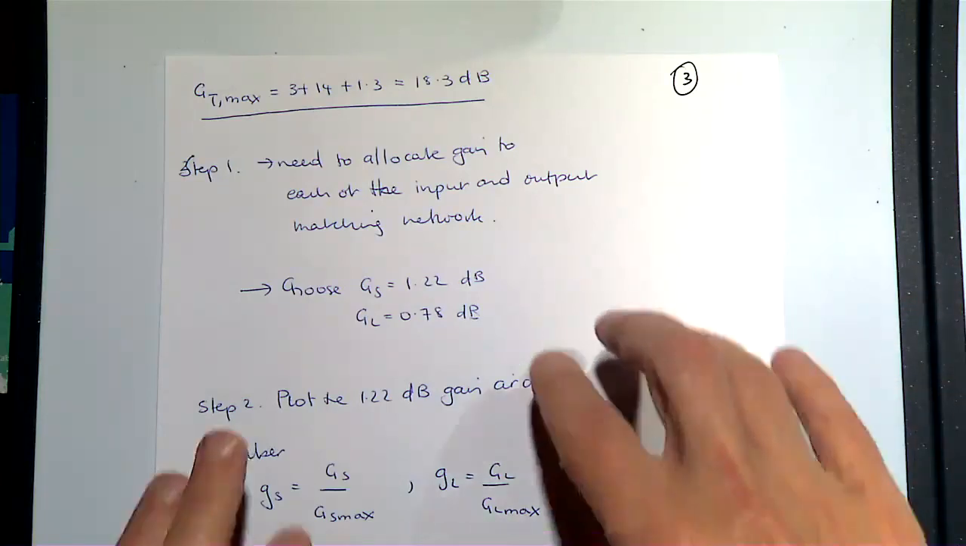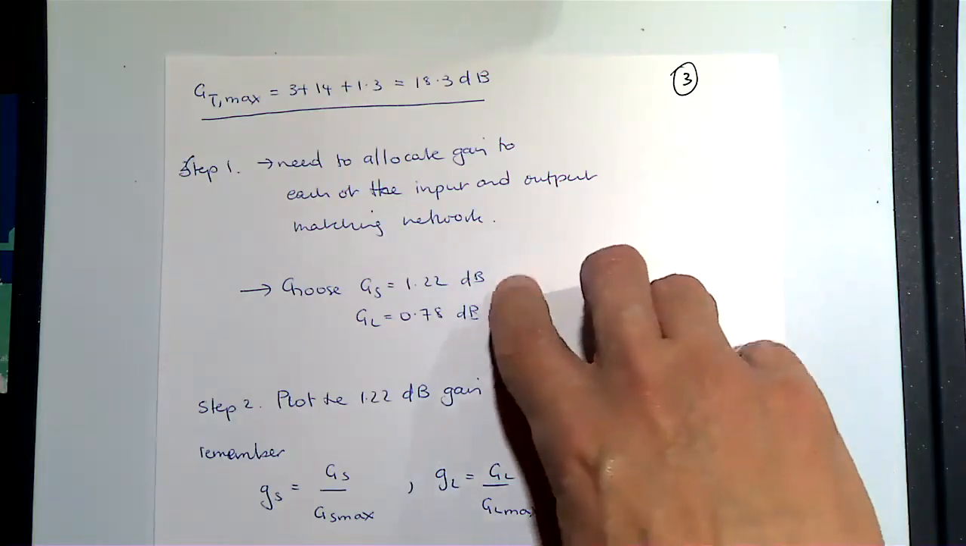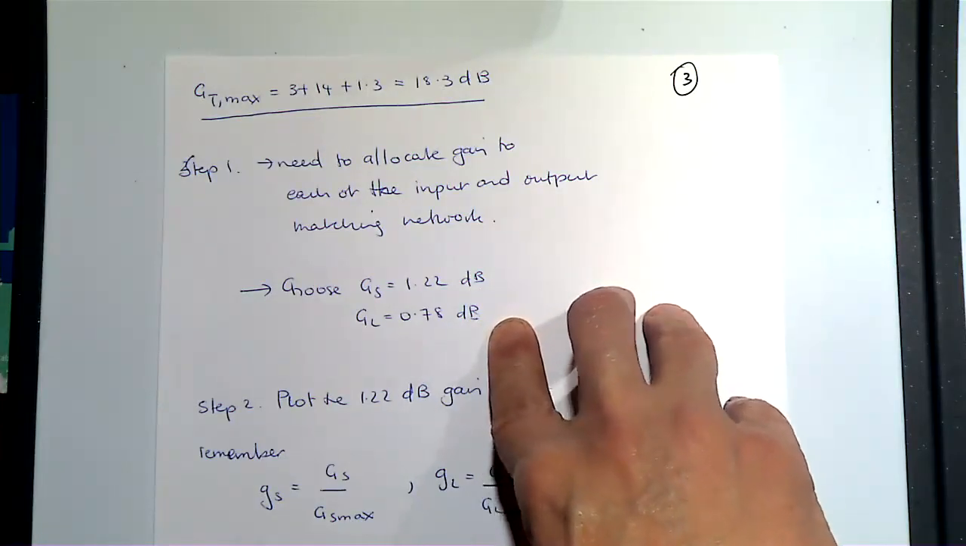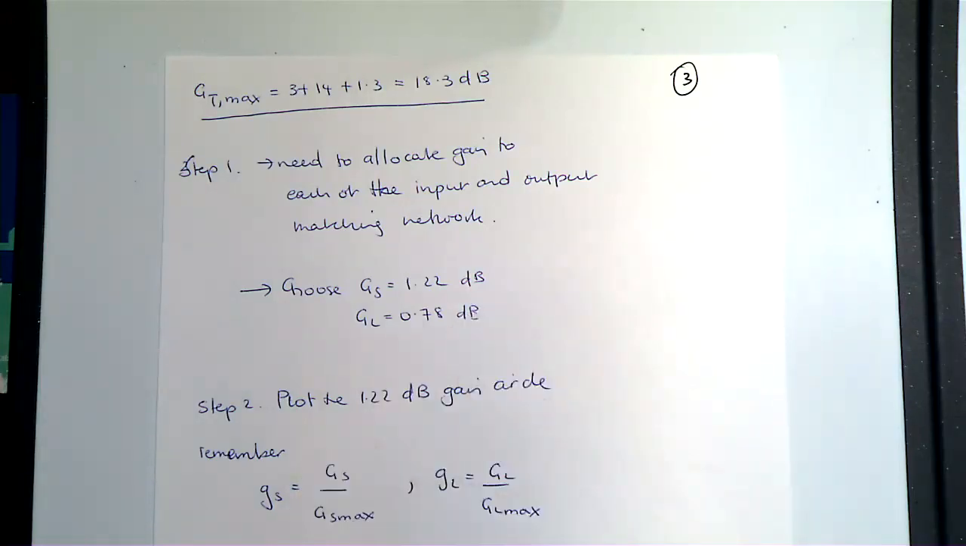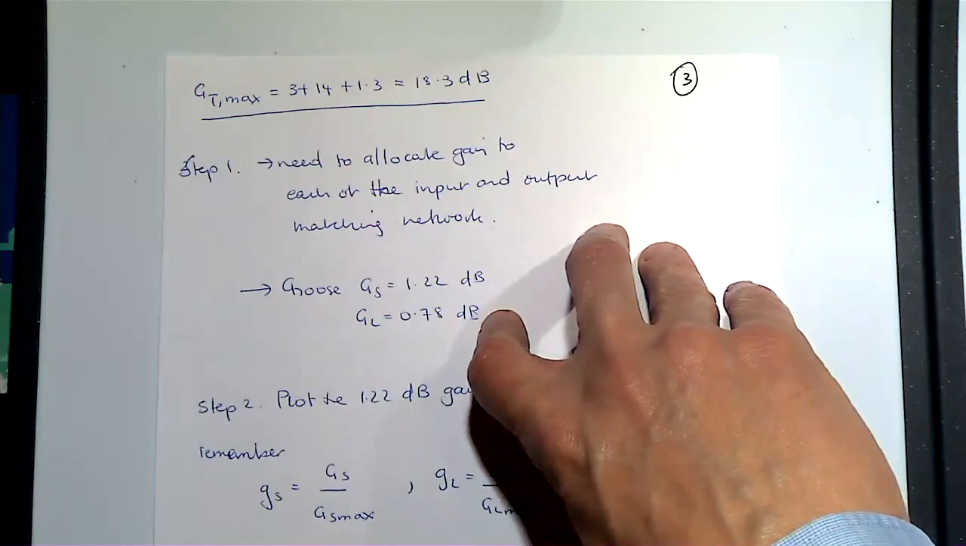If you ask why I chose these numbers, well, part of it is because it was an example somewhere, and they chose it for no particular reason other than to make the mathematics easy. Generally, as part of this process, you would choose your GS and GL so that you meet your design criteria. For argument's sake, say these are the values we choose, such that 14 plus 1.2 plus 0.78 gives us the desired 16 dB of gain.